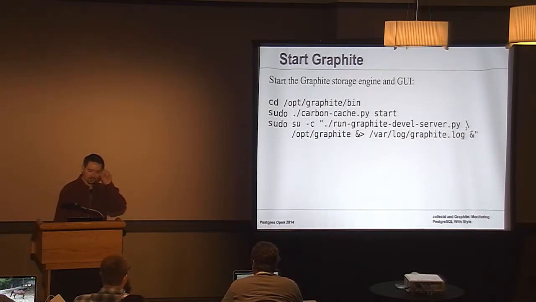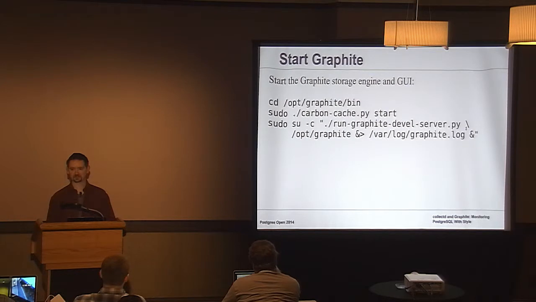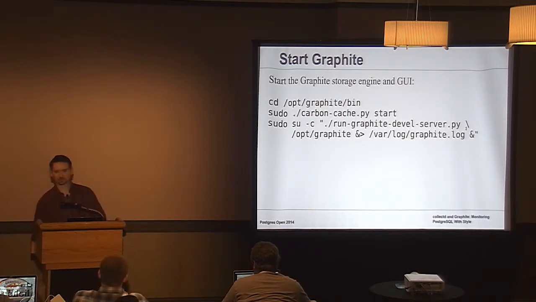So in order to start Graphite, you need to start both parts of it. Your Carbon cache is where it actually pulls in the data and then feeds it to the Whisper files. And then Graphite is the GUI front end to make it available for everyone. And that's always handy. Once you start those two, you can put that in your own startup script.